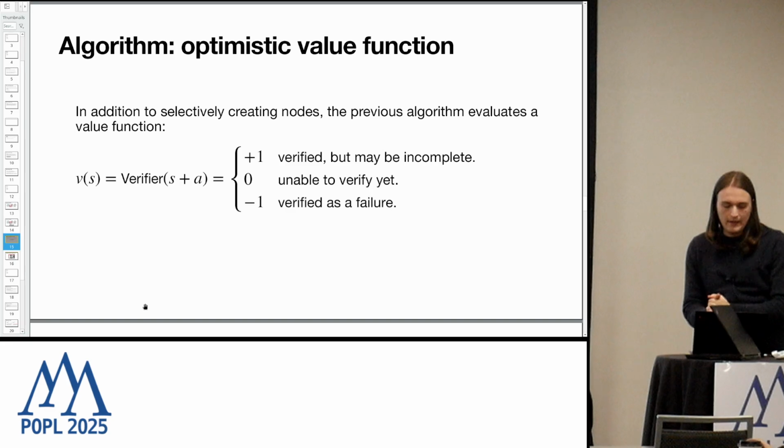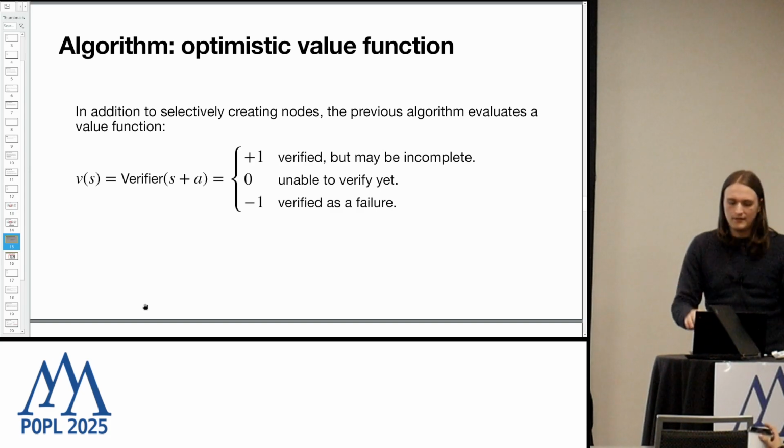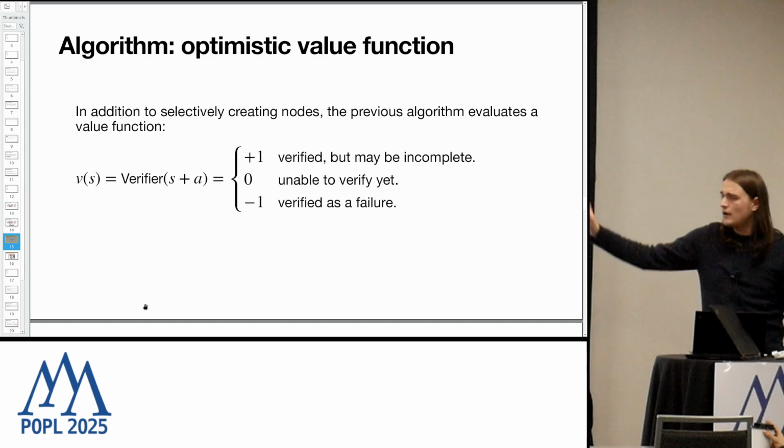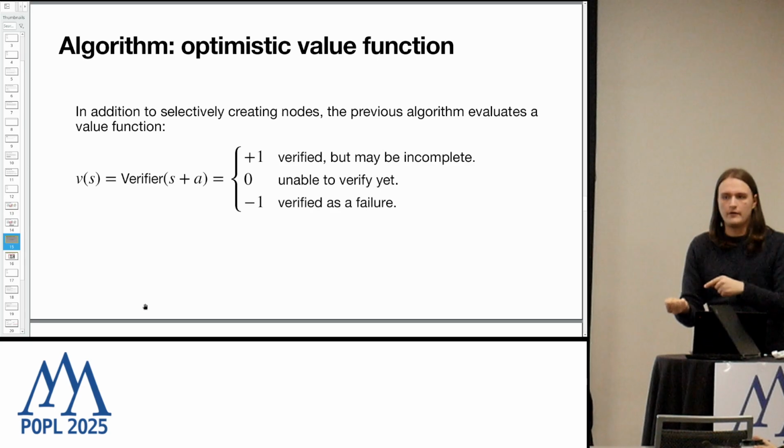Again, here's how we use the verifier. +1 is verified but maybe incomplete. 0 is I can't verify this yet. For example, there's an incomplete function somewhere. -1 is verified and has failed. And by the way, we're not really distinguishing here between verifier errors and compiler errors. It could be either of those.